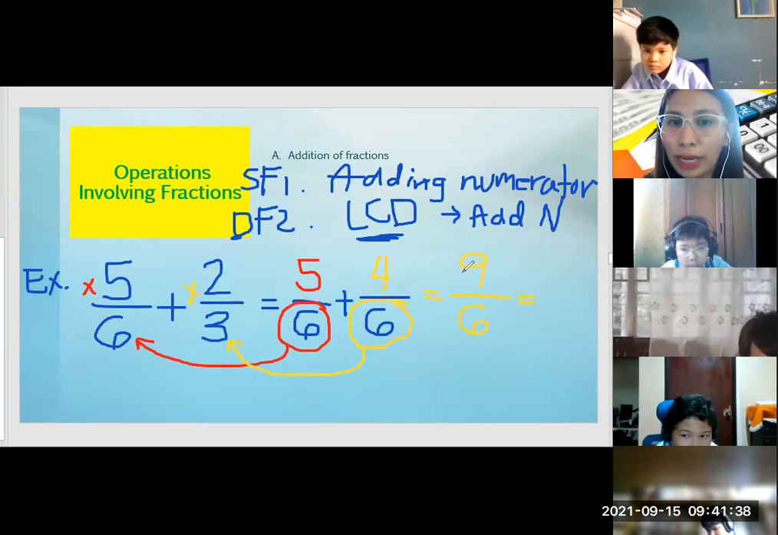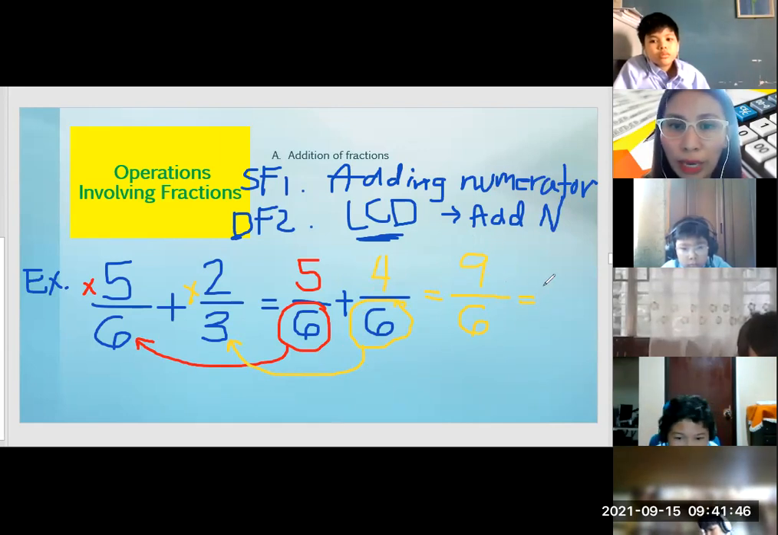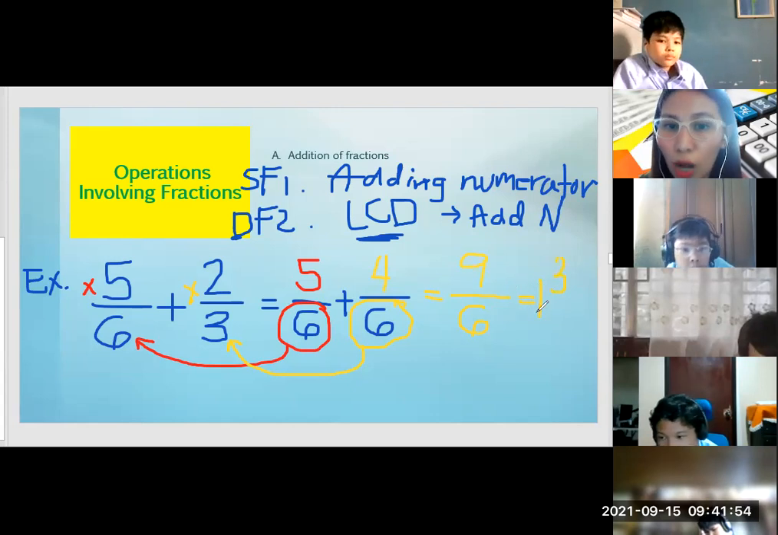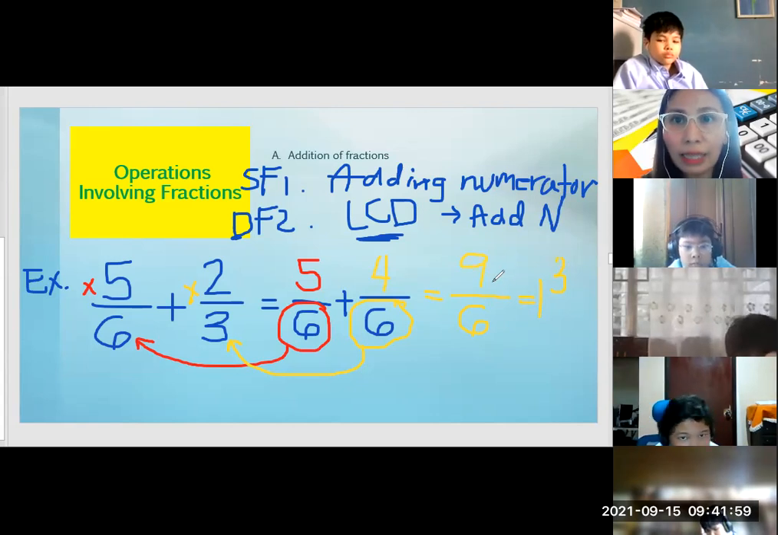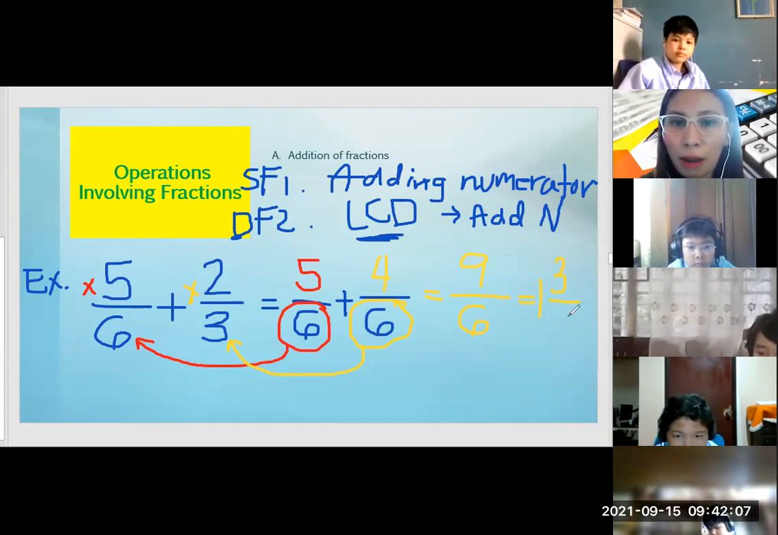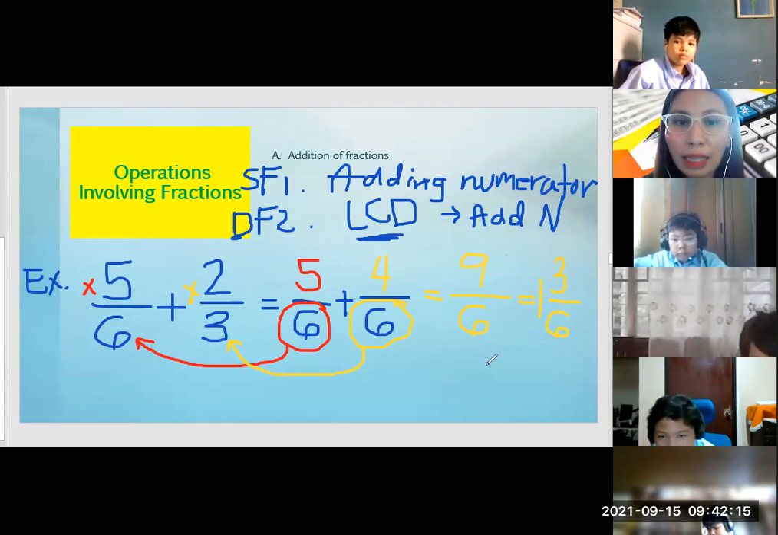We need to simplify again because it's not the proper form. It's an improper fraction. Then we need to make it proper. There is 1 whole 6 in 9, right? And then subtract: 9 minus 6, we have 3. And then copy the denominator 6. We can still simplify 3/6, right?